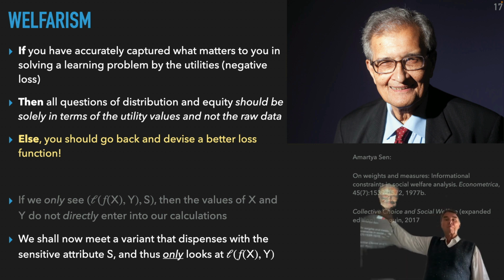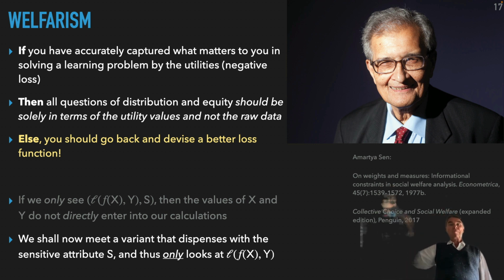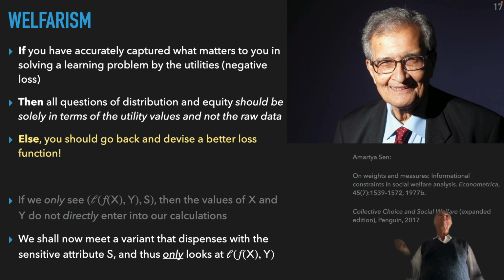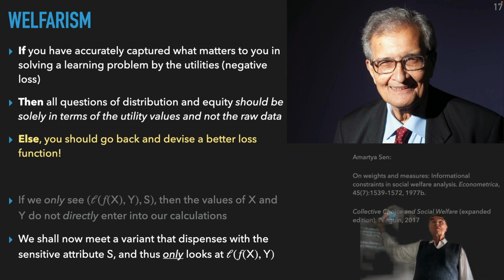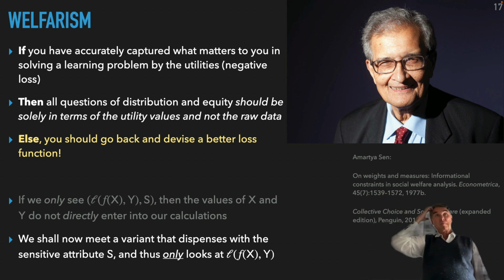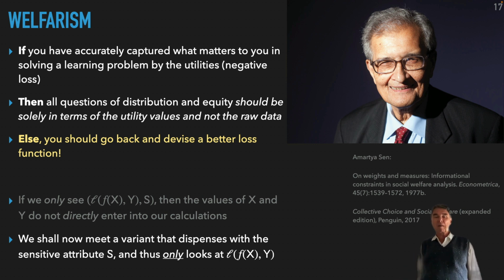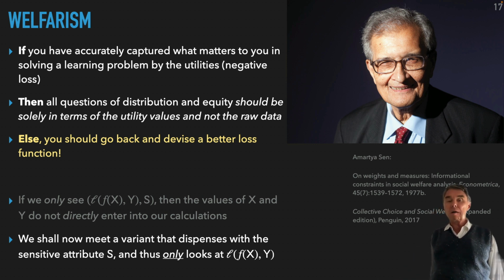And the logic is what I've written up here, right? If you've accurately captured what matters to you in solving a learning problem by the utilities, then all questions of distribution and equity should be solely in terms of the utility values and not the raw data. Otherwise, you should go back and design better loss functions, right? That's not a proof, it's a premise of what comes next, right? There's many other ways of approaching the fairness problem other than that which I'm presenting you, but I'm trying to be as explicit as I can about the presumptions behind mine.